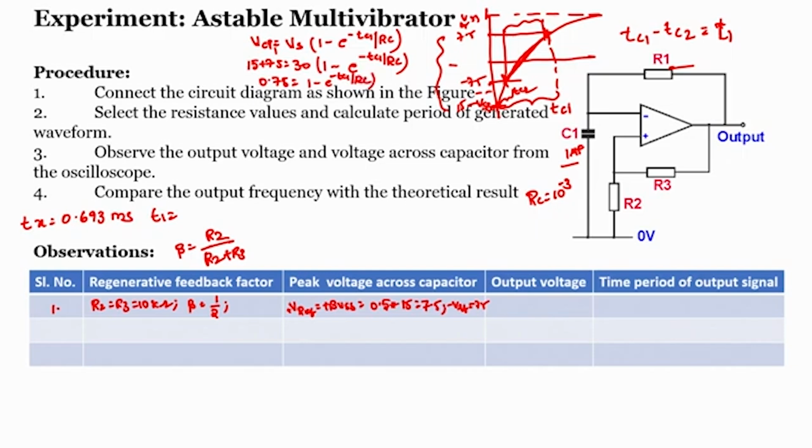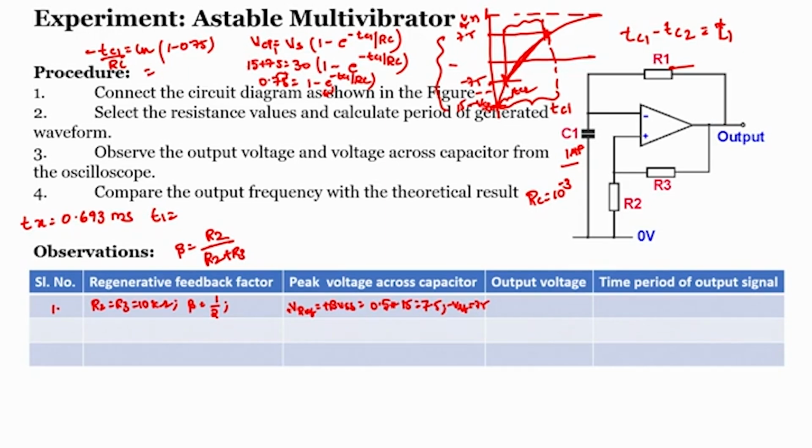When we do the complete calculation, we will get TC1 as follows. I am taking this to this direction, this to this direction, so minus TC1 by RC is equal to ln of 1 minus 0.75. So, what is the value of ln of 1 minus 0.75? 1 minus 0.75 is 0.25. So, ln 0.25, right.